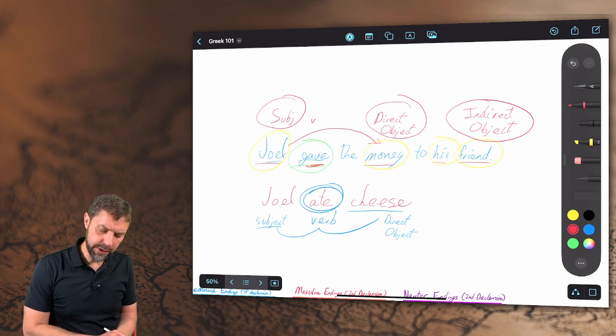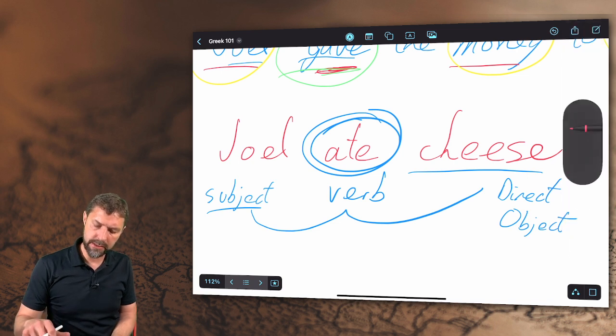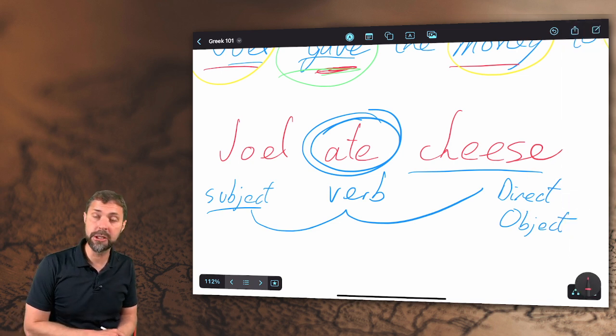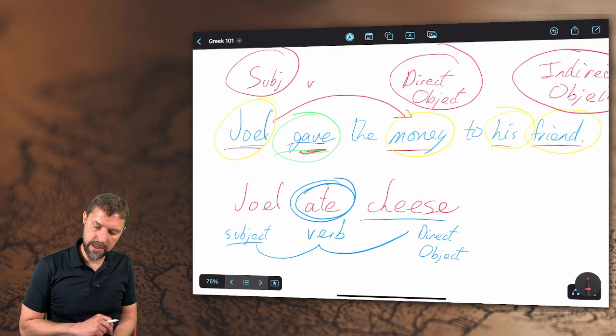And let's just recognize that if I go back to this sentence, Joel ate cheese, the sentence Joel ate cheese is rather a different meaning from the cheese ate Joel. If I move things around and I make the cheese the subject and Joel the object, I now have a grisly scene. Joel ate cheese, on the other hand, sounds delightful. Joel gave the money to his friend is rather a different meaning from the money gave his friend to Joel.